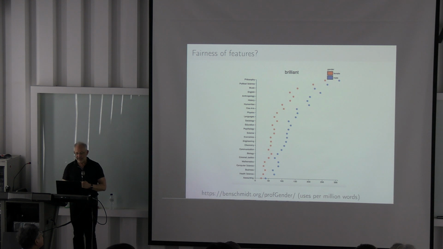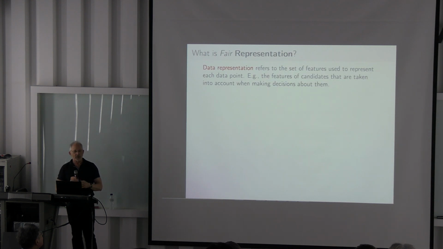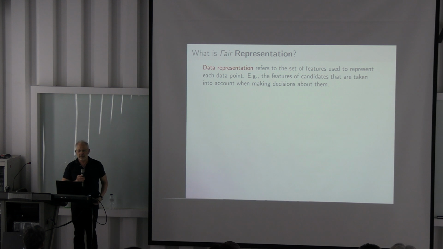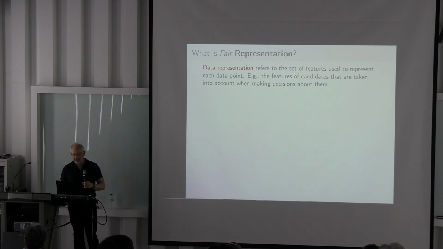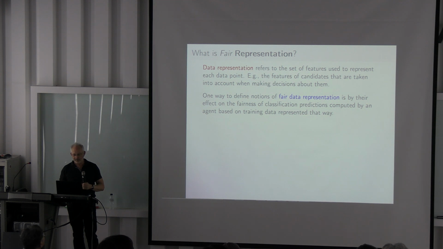So this leads me to a notion that also became popular through the same group that introduced individual fairness, which is fair representation. We say that a data representation is fair if the set of features is such that, based on those features, it guarantees that your decisions will be fair. And is it possible?